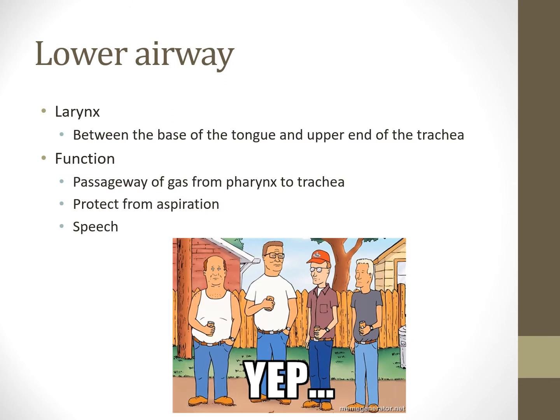So the larynx, between the base of the tongue and the upper end of the trachea, those are the borders. The function of the larynx is a passageway of gas into the trachea.